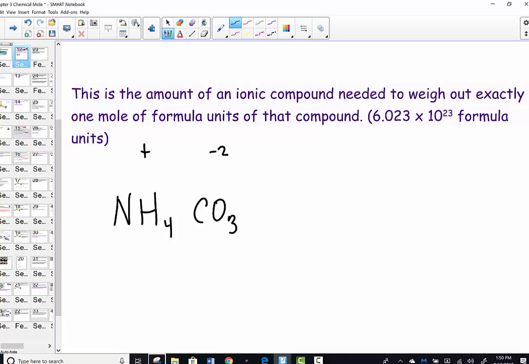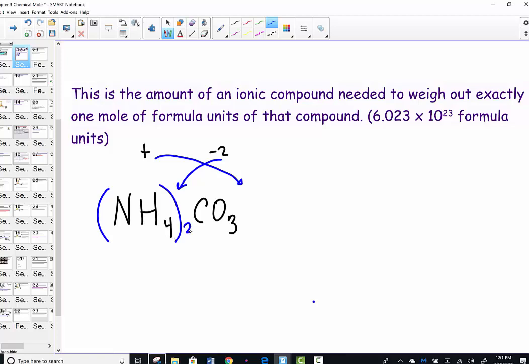Does a +1 balance the -2 to be electrically neutral? No. That tells us we need to crisscross our charges. When I crisscross charges, I bring them around and down, not the sign, positive or negative, but the number, because the subscript is a quantity, it's not a charge. When I need to take more than one polyatomic ion, I put it inside a parenthesis, so I can take a group of them.